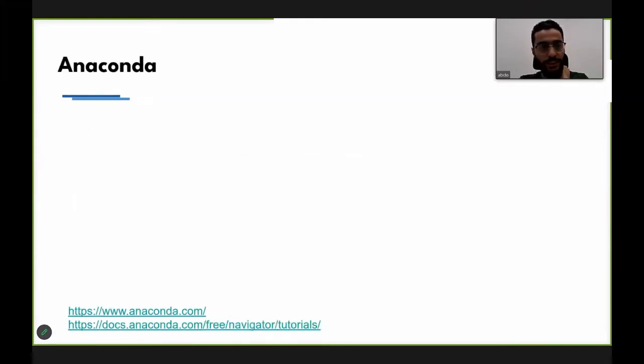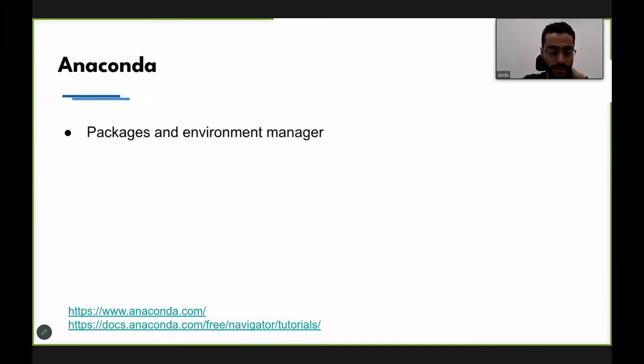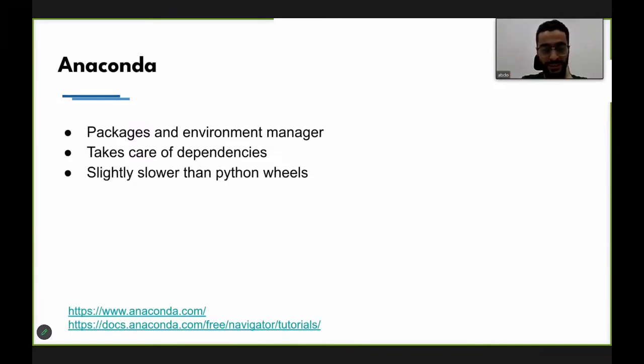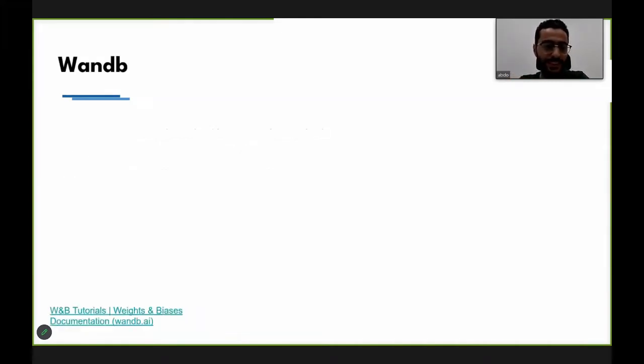The next thing I want to cover is Anaconda. It's a package and environment manager. Some codes require specific packages and libraries, so this helps by having different environments for each code you have. And it takes care of dependencies. Some libraries require a specific version of other libraries, so Anaconda takes care of this, matching every library you install with the other dependencies you have, which is super cool. It's slightly slower than Python wheels, but given the previous two benefits, the pros outweigh the cons. It's not that bad, but Python wheels are slightly faster, honestly.